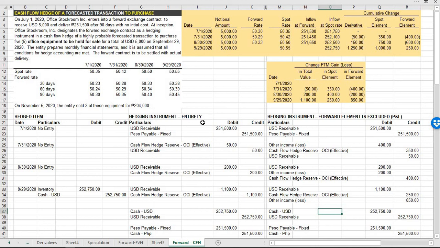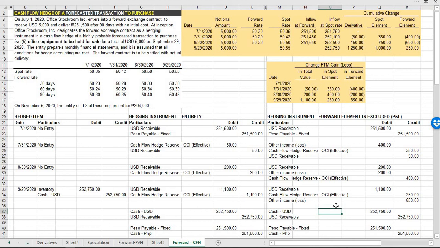Unlike dito kanina, kapag ang forward contract is designated in its entirety as the hedging instrument, ang cumulative balance ng ating cash flow hedge reserve is yung buo, yung hindi natin sineparate yung spot from the forward element, and that is 1,250. Kasi nga, hindi na natin hiniwalay yung forward element. Pero dito, ang ating cash flow hedge reserve, OCI, only pertains to the spot element.